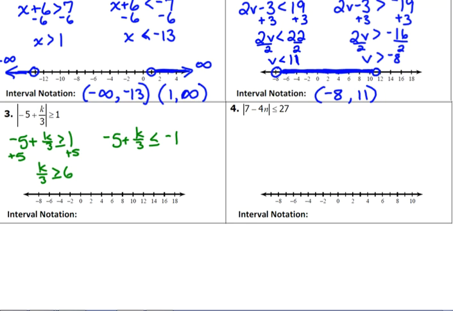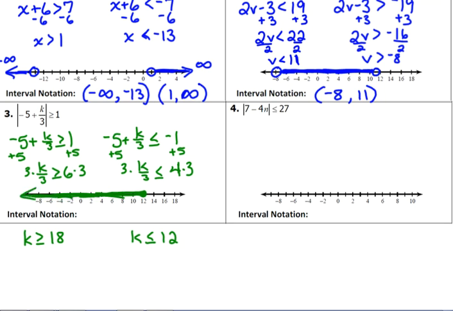What do we do to finish that one off? Multiply by 3 on both sides, so k is greater than or equal to 18, right on the edge of our number line. Other scenario, add 5 to both sides, k over 3 less than or equal to 4, times 3, times 3, k is less than or equal to 12. So less than or equal to 12, greater than or equal to 18. So we've got negative infinity to 12, bracket, because it's equal to, bracket 18 to infinity.